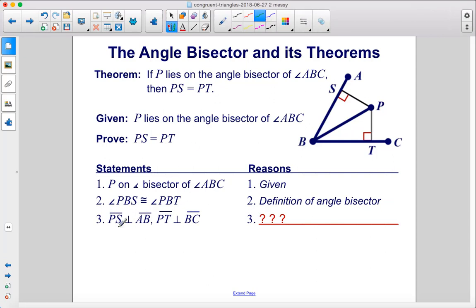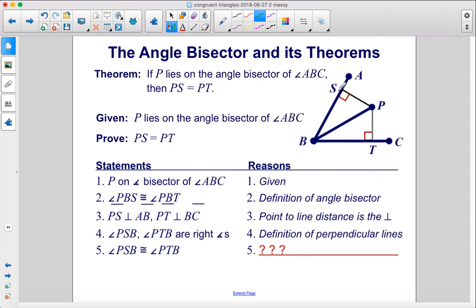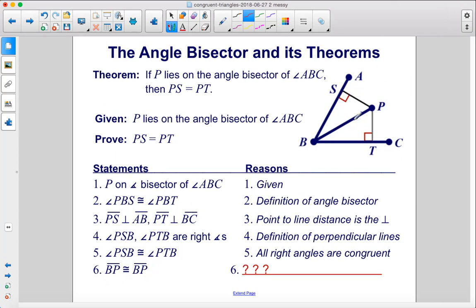Now we have PS is perpendicular to AB, and we see that with this little square here representing the 90-degree angle, and PT is perpendicular to BC, and we also have that right angle right there. We know that these angles are right angles because that's the definition of perpendicular lines. Angle PSB here is congruent to angle PTB here because all right angles are congruent. BP is congruent to BP due to the reflexive property of congruence.